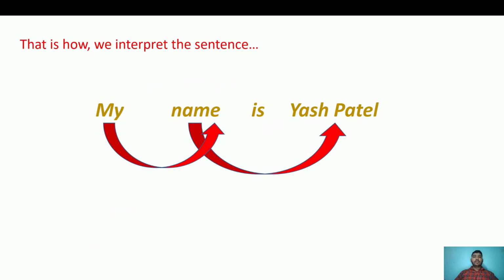Here you can see we take a reference of the previous word to understand a particular word or understand the whole sentence. We understand Yash Patel by the previous word, name. Now we understand name by the previous word, my, and that's how we interpreted the entire sentence. So RNN helps machines to solve this kind of sequential task.